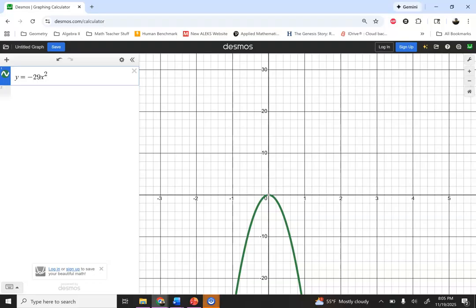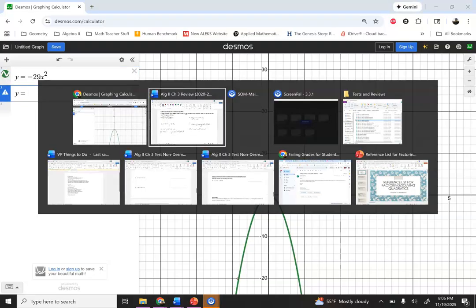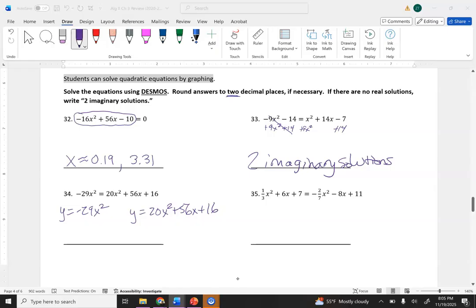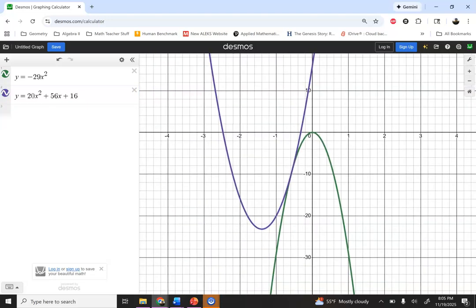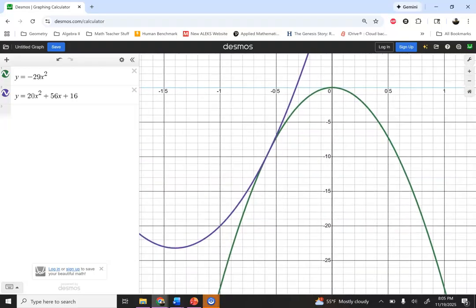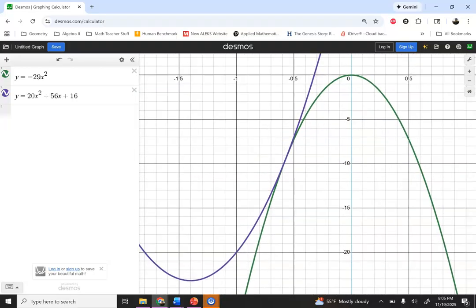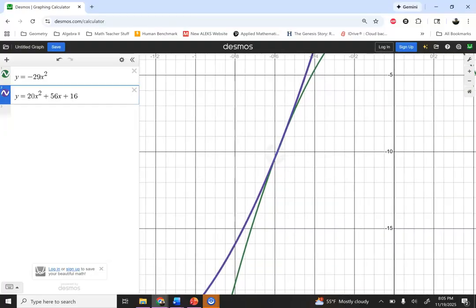We get that kind of a parabola. And then for the second one, y equals 20x squared plus 56x plus 16. All right, now these ones are kind of interesting. It's kind of hard to tell if they're touching. Kind of looks like they are. So you just kind of zoom in on that place and put your mouse there. Now it's not actually telling us that it intersects, which is kind of weird. So this might be one of those ones where it's better to solve it using a different method.